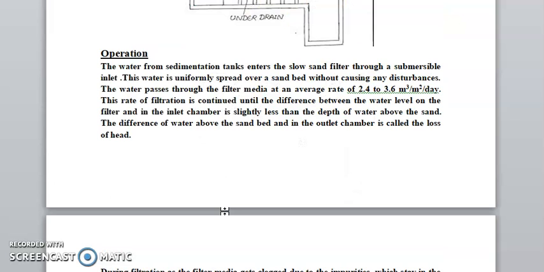Operation of the slow sand filter: after the sedimentation tank, water is submersibly introduced through the inlet, uniformly over the sand bed through the distribution system, and passes through the filter media at a rate of 2.2 to 2.6 meters per hour. Filtration is continued until the difference between the water level above the filter media in the inlet chamber is slightly less than the depth above the tank. The difference of the water level above the sand bed and the outlet chamber is called loss of head.